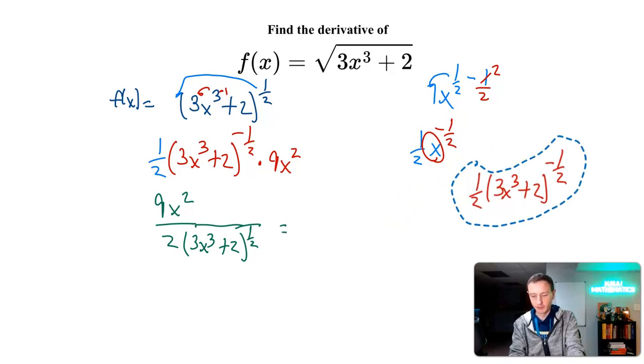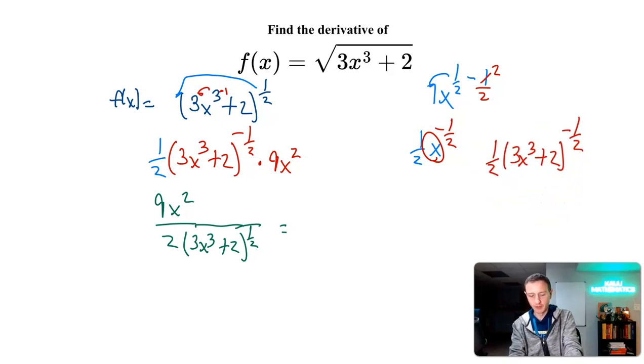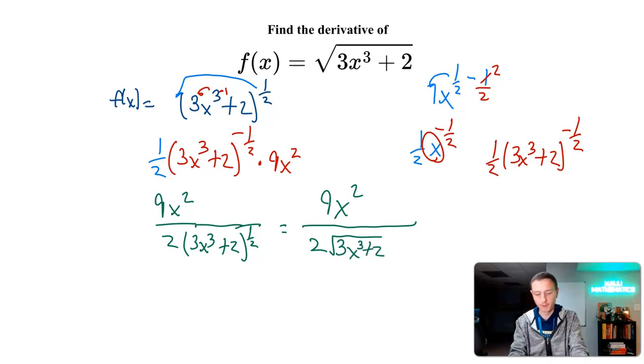You can take this a step further and rewrite this as 9x squared over 2, and then rewrite the bottom as the square root of 3x to the third plus 2. That's a possibility too. If I was grading this, I would be okay with just leaving it with the fractional exponent there. But this is 100% fine too. It just depends on your teacher or what you're trying to accomplish, how much they would want rewritten. There's absolutely nothing wrong with this version, but you could technically write it like that also. Those are the exact same answers.